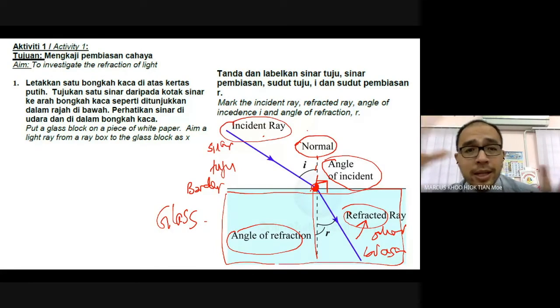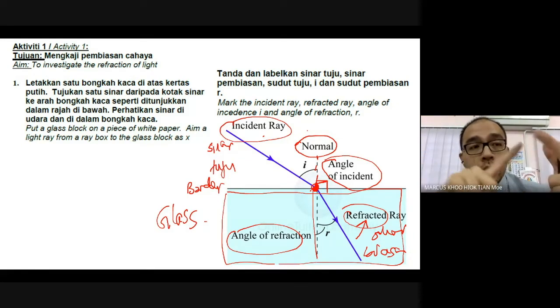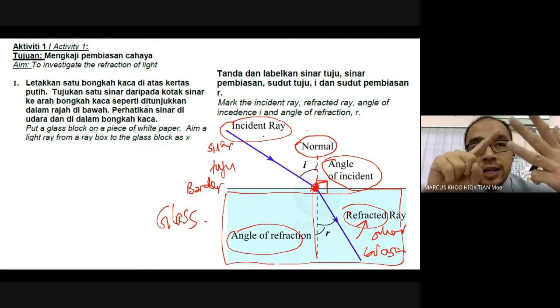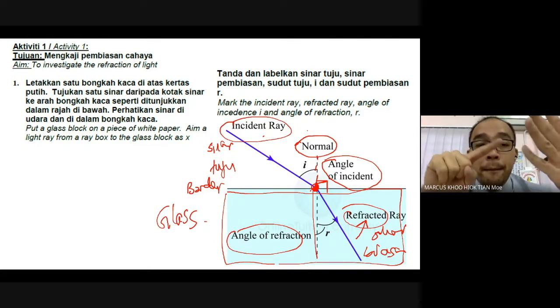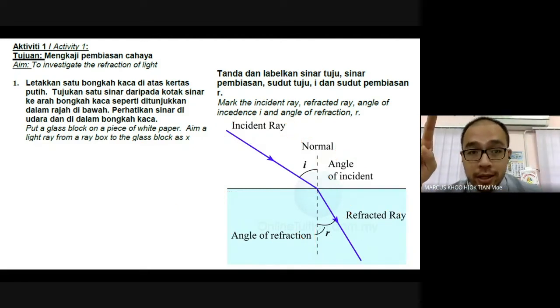So there are many things here that we need to know, five things altogether. You need to know what is the incident ray, what is the refracted ray, what is the angle of incidence, and what is the angle of refraction. And remember that the angle of incidence and the angle of refraction must touch the normal. This is not the incident ray because it's not touching the normal. It must touch the normal. This is not the refracted ray because it is not touching the normal.